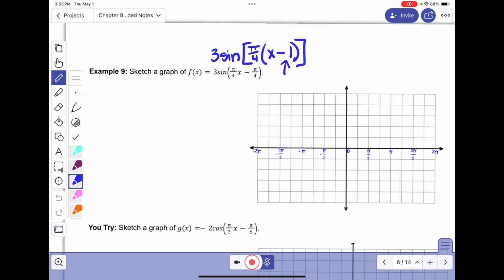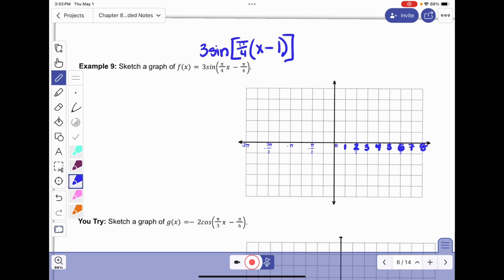And because that phase shift is 1, I'm going to change our numbers. So I'm going to go 0, 1, 2, 3, 4, 5, 6, 7, 8. So that's going to make my life a little bit easier on the grid rather than trying to figure things out. Now let's find all the things.